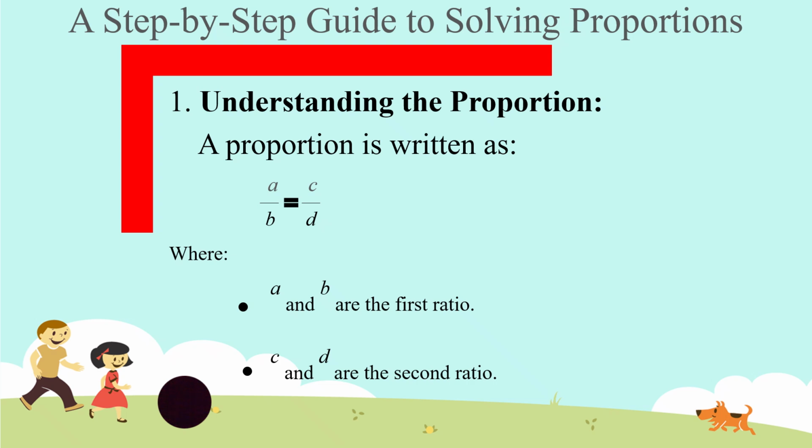1. Understanding the proportion. A proportion is written as A divided by B equals C divided by D, where A and B are the first ratio and C and D are the second ratio.